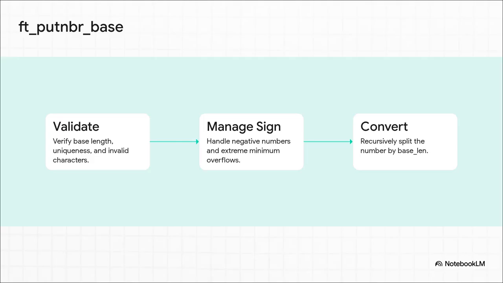For ft_putnbr_base, here is your structural roadmap. First, validate the base using the exact rules we just discussed. Second, manage your negative signs and that exact same minimum integer overflow trap we talked about earlier. Don't forget that. Third, the real magic. Recursively split the number. But instead of dividing by 10 like you did back in ft_putnbr, you divide by the length of the custom base string. Just treat the length of the custom base string exactly as you treated the number 10 in our earlier logic. It's the exact same concept, just a different scale.